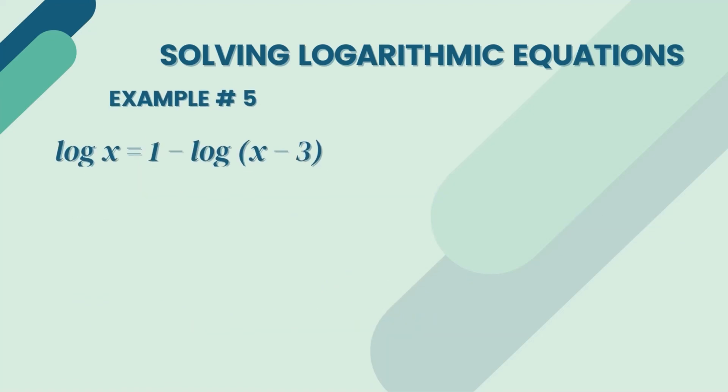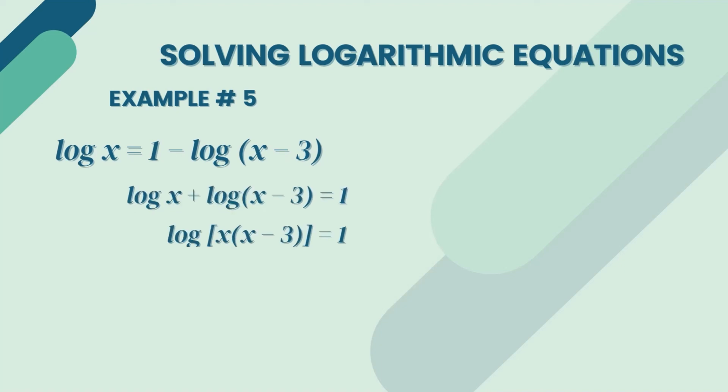Example number 5. In this case, we've got two logarithms in the problem, so we are going to have to combine them into a single logarithm as we did in the first set of examples. Doing this for this equation gives. Now that we've got the equation into the proper form, we convert to exponential form. Recall as well that we're dealing with a common logarithm here, and so the base is 10. The exponential form of this equation is x times x minus 3 equals 10.